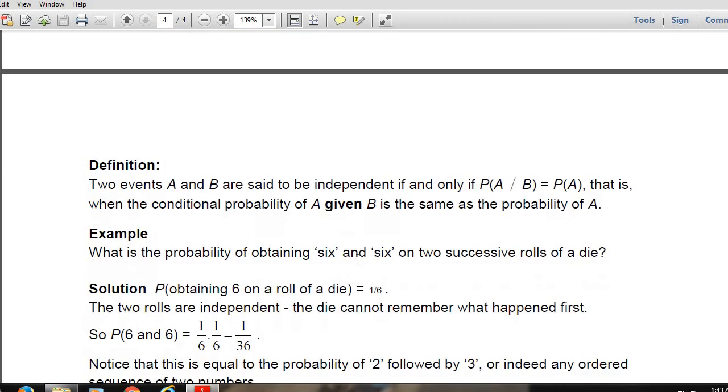Let me define independent events. Two events A and B are said to be independent if and only if probability of A given B equals probability of A. That is, when the conditional probability of A given B is the same as the probability of A, then we say that A and B are independent.